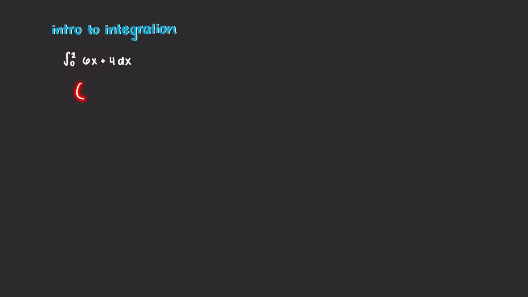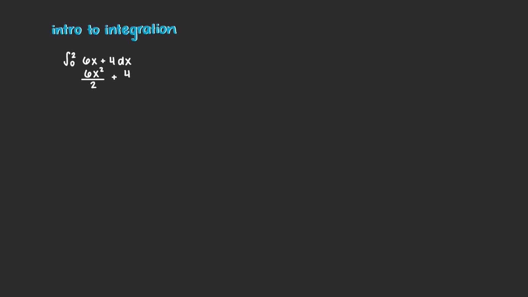Remember, we leave the 6 the same. X to the 1 is here, so we're going to add 1 to this. That's going to give us x squared. Then we divide it by the new number, right? So that leaves us with 6x squared over 2 plus 4.